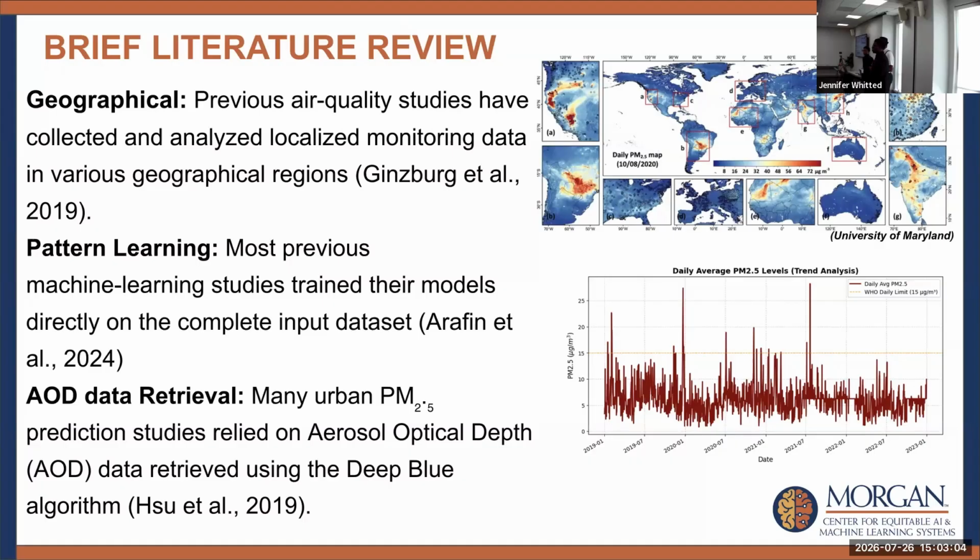When it comes to pattern learning, we are also noticing that other studies did not use the same or a similar framework to the one we are using today, which we'll go into in more depth later. And lastly is the AOD data retrieval. This is with regard to our Deep Blue data and urban data. Urban data is a lot more dense, which means lower quality overall. As you can see here, over the dates between January 2019 and January 2023, there is a clear spike.